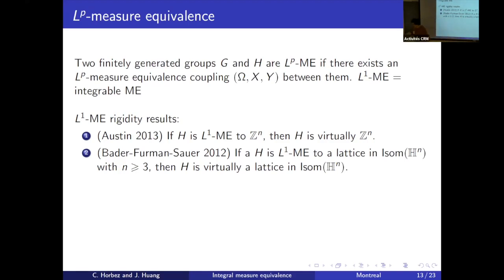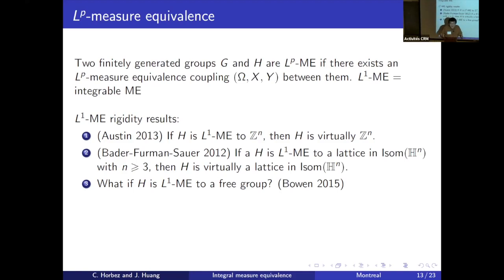Now you could also ask about free groups. You would expect that if a group is L1 ME to a free group, it is probably also free. That would be the ideal situation, but that's still open. I think Bowen proved some partial result. He says that you not only have to require L1 ME, you have to require something stronger, and then the mysterious group is the free group. But this question itself is open.